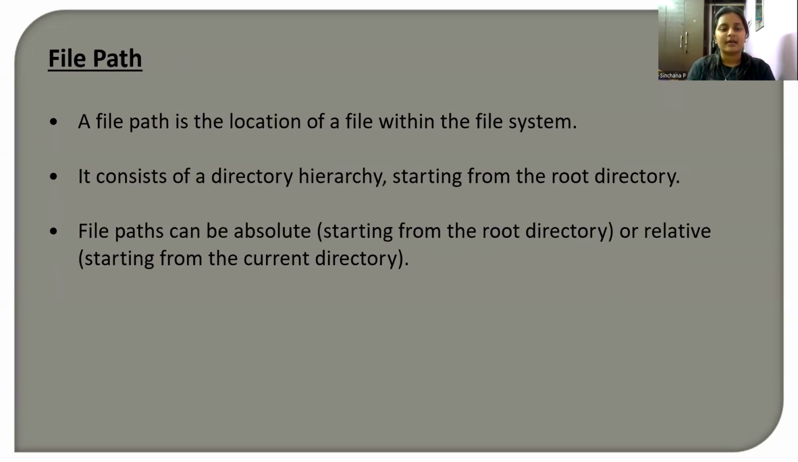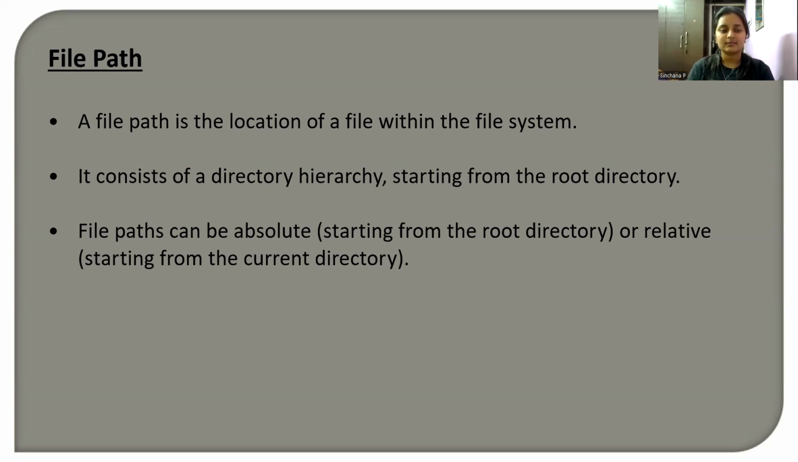File path. A file path is the location of a file within the file system. It consists of a directory hierarchy starting from the root directory. File paths can be absolute, that is starting from the root directory, or relative, that is starting from the current directory. This is about the file path.